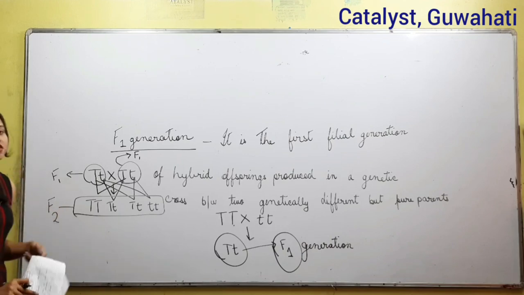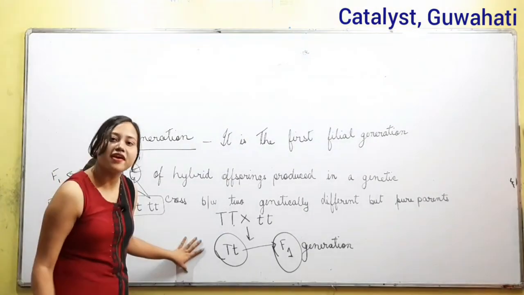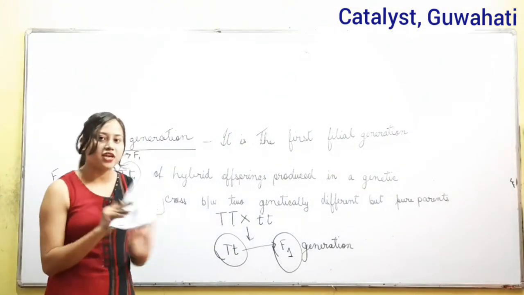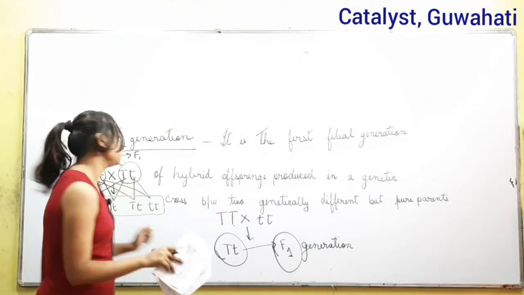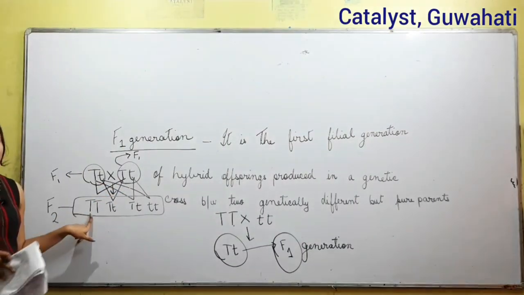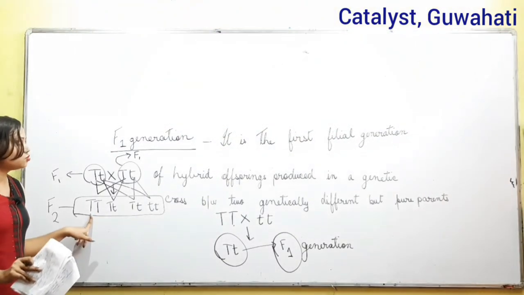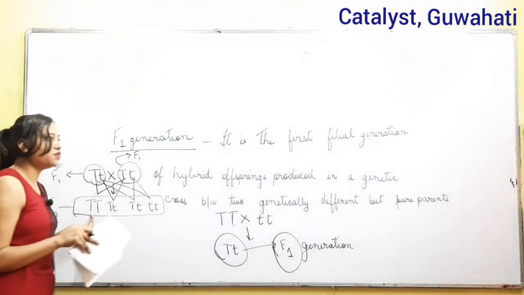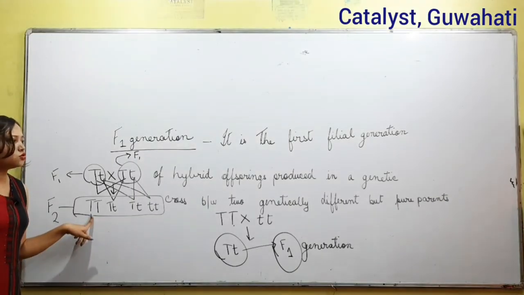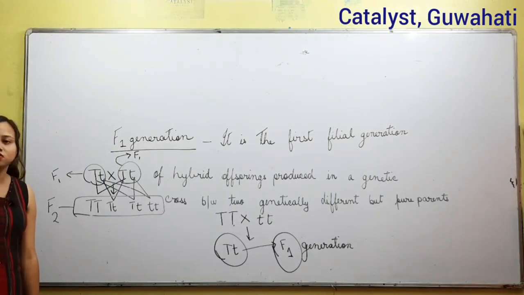So when we breed genetically different but pure parents, the outcome we get is called the F1 generation. And when we self-cross the outcome of F1, like capital T small t into capital T small t, the outcome is called the F2 generation. Is it clear? So today I have concluded the terminologies. In the next class I will teach the crosses. If you have any doubt about the terminologies, you can ask me in the WhatsApp group. That's it. Okay, thank you.